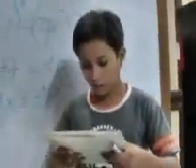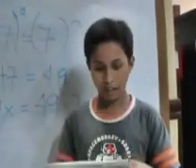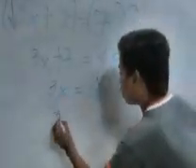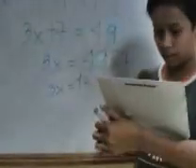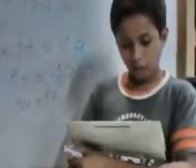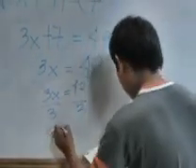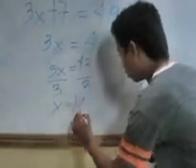Finally, copy the 3x and subtract the 49 by 7 so that the answer is 3x equals 42. But this is not the final answer. And you divide 3x and 42 by 3. And the final answer is x is equal to 14.